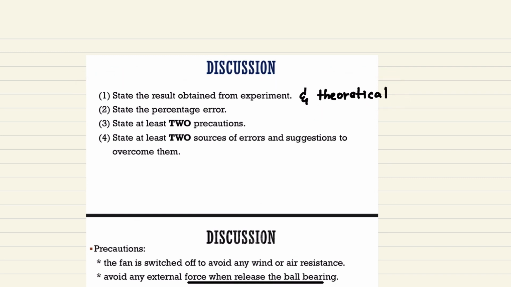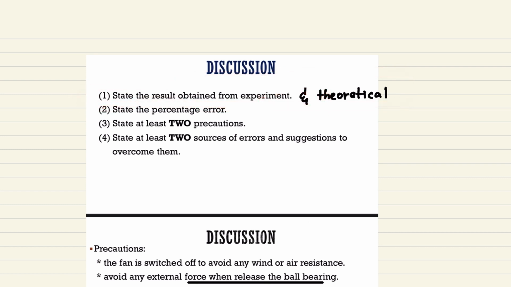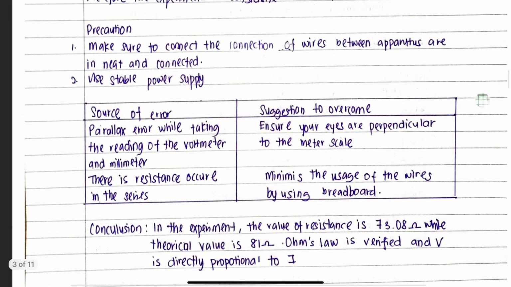So after calculation, you have to do the discussion. Inside the discussion, number one, you need to state the result obtained from the experiment and the theoretical value as well. And then after that, you have to state the percentage error, state at least 2 precautions and at least 2 sources of errors and suggestions to overcome them.